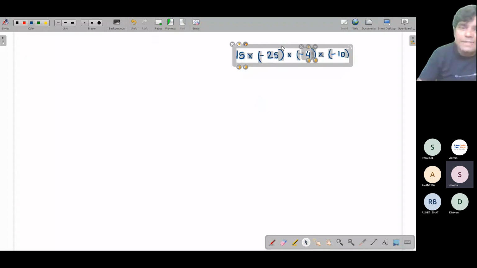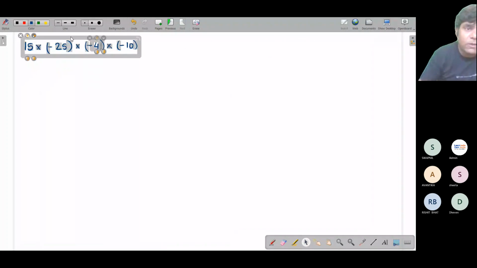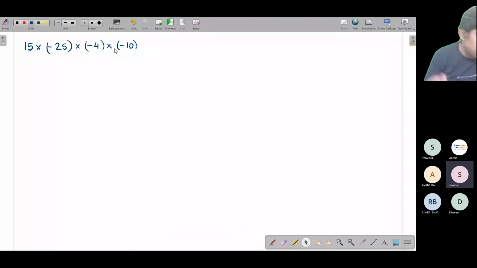But here all the signs are of multiplication. So we can use the commutative property here. Which commutative property? The commutative property of multiplication. Okay, we will use the commutative property in this question, part C.